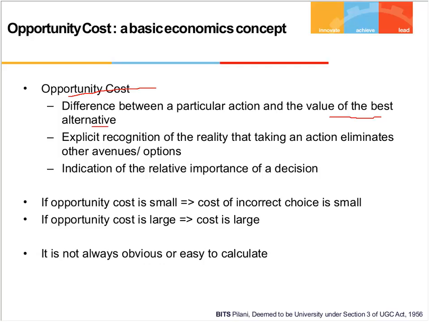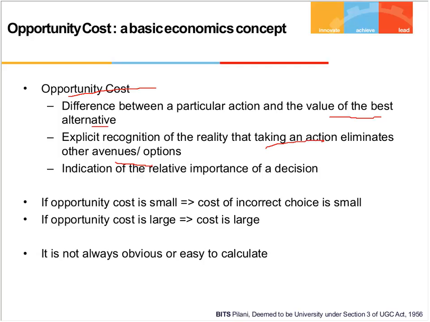Right? That is the opportunity cost. The 20,000 that I am losing is the opportunity cost. Right? Explicit recognition of the reality that taking an action eliminates other revenues and options. Taking one action, I am trying to start a company in these premises. That is the action that I am taking, and what is the consequence of that? That I am foregoing the 20,000 that I was getting until this point.